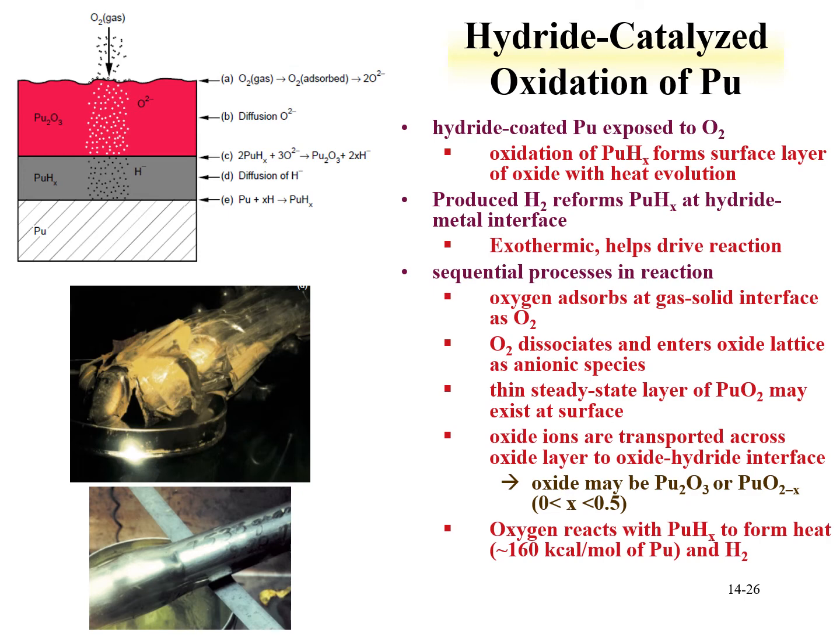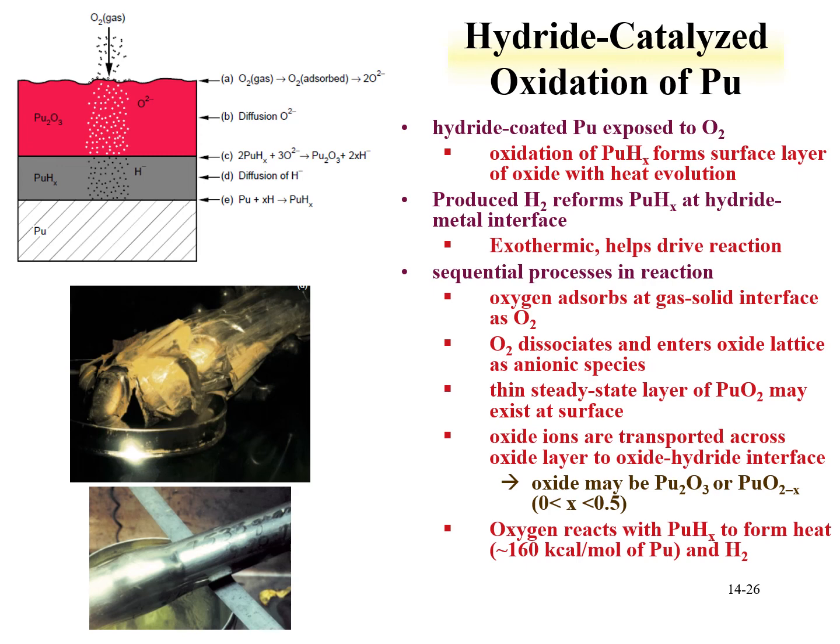And here's more detail about the oxidation of plutonium hydride as we just discussed. So imagine that we have a hydride coated plutonium oxide that gets exposed to oxygen. The oxide reacts with the hydride, forms this plutonium-3 oxide, with the evolution of heat. This forms at the surface. This produced hydrogen then migrates to the plutonium metal layer, where it then forms plutonium hydride. This is an exothermic reaction and helps drive this formation. That's why the kinetics are so rapid. It's almost an autocatalytic type of reaction.